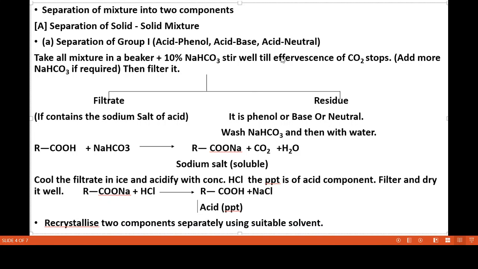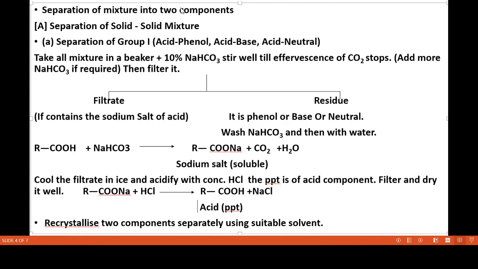There is an effervescence of CO2 observed. Okay. Effervescence of CO2 observed means what? The Na gets attached to this side. So there is a formation of a sodium salt which is soluble. Okay. And this CO2 gas is liberated. That's why we observe the effervescence of CO2 and formation of water.